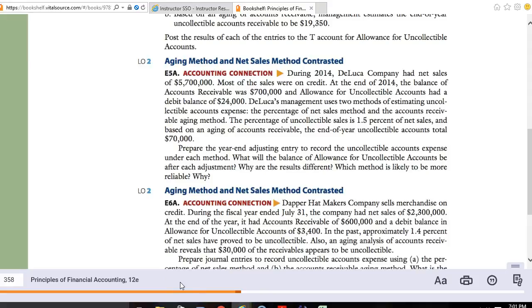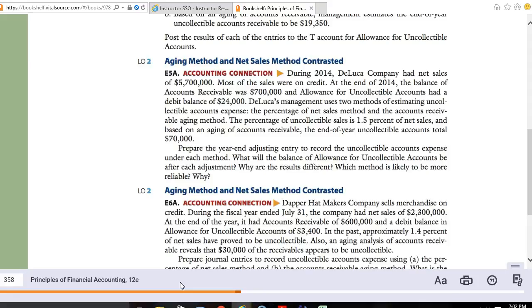But I thought it said at the end of the year, so aren't all the figures supposed to add up to that? Well, it's telling us we're going to need this net sales because of figuring out the amount that should be uncollectible. But it's basically saying at the end of the year, before we go and figure all this out, it started with this. DeLuca's management uses two methods of estimating it. The percentage of uncollectible sales is 1.5% of net sales.